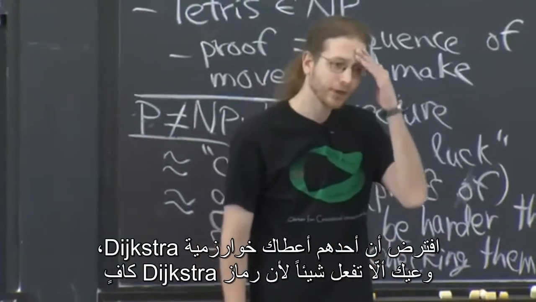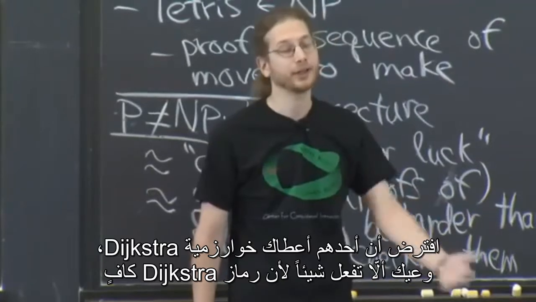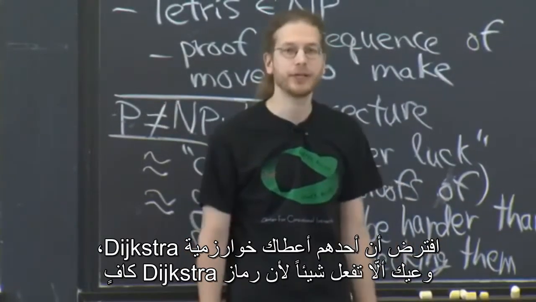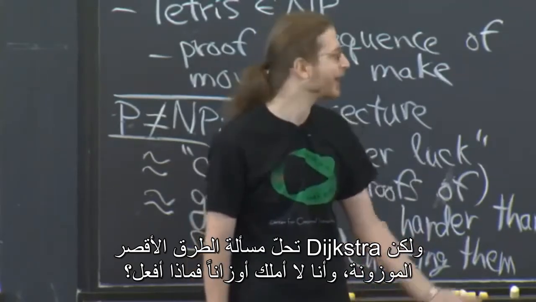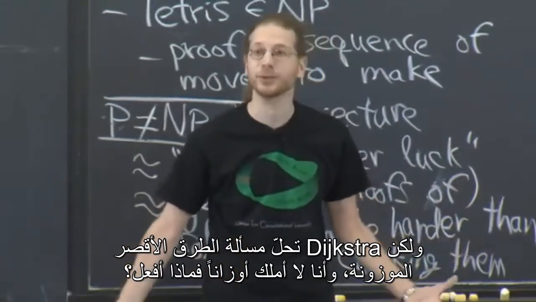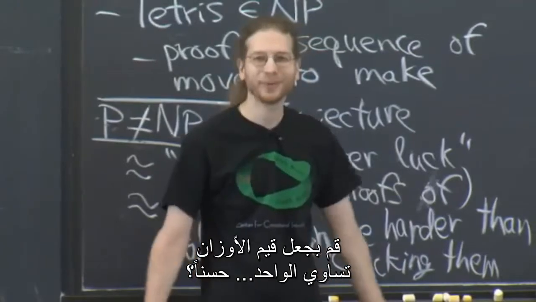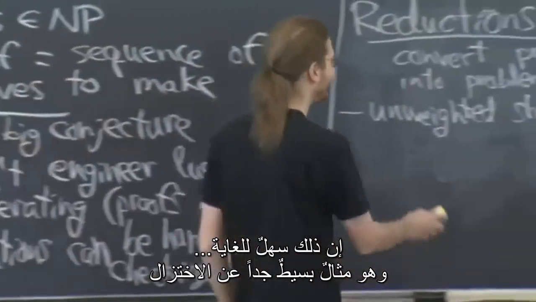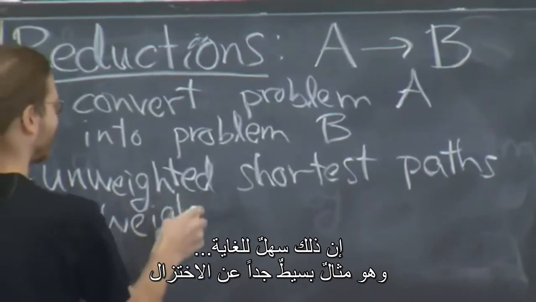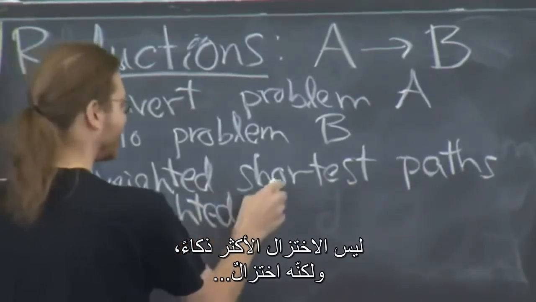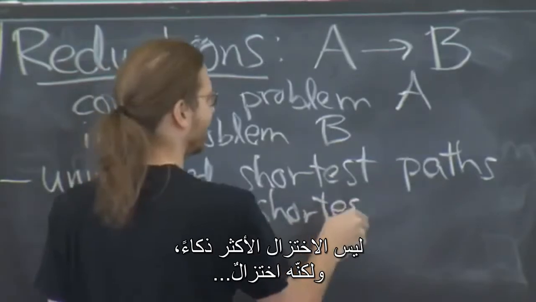Suppose someone gave you Dijkstra. Said, here, look, I've got Dijkstra code. You don't have to do anything. There's Dijkstra code right there. But Dijkstra solves weighted shortest paths. I don't have any weights. What do I do? Set the weights to 1. OK? So this is very easy. But this is a reduction. Simple example of reduction. Not the smartest of reductions, but it's a reduction.